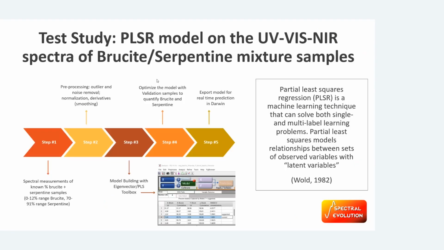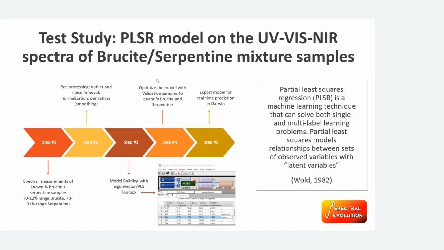So the type of model that was built using the spectral data is a partial least square regression model. For some of you who are not familiar with this, it's technically a machine learning technique that can solve both single and multi-label learning problems.